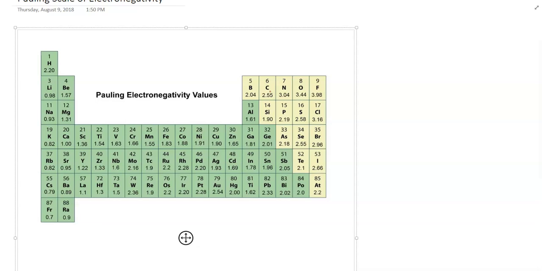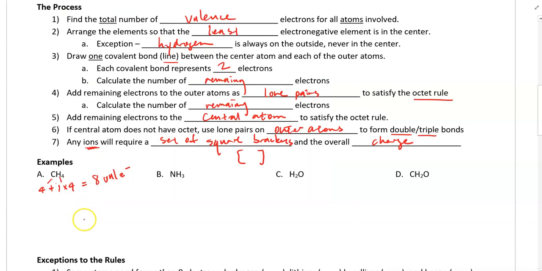Hydrogen is always going to be on the outside. So even though it has less electronegativity, we put hydrogen on the outside, and therefore carbon goes in the middle. So we sketch it out, we do C, and then we arrange it so that you have one C in the middle, and then a bunch of H's evenly distributed around the C.